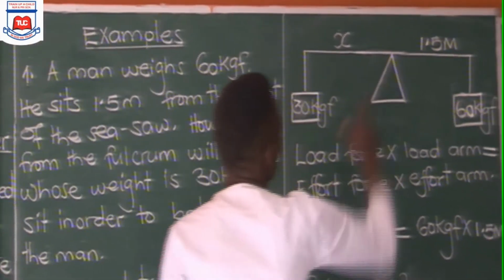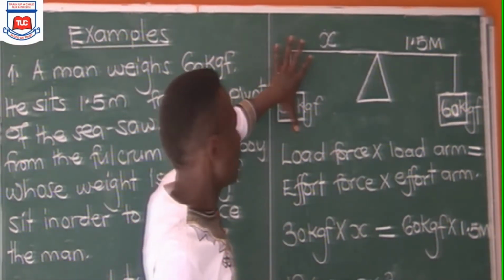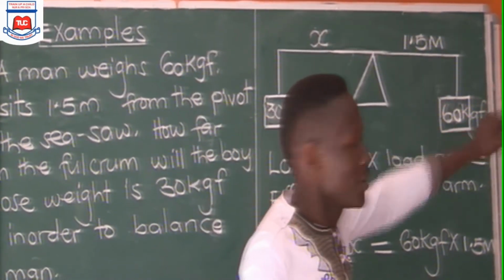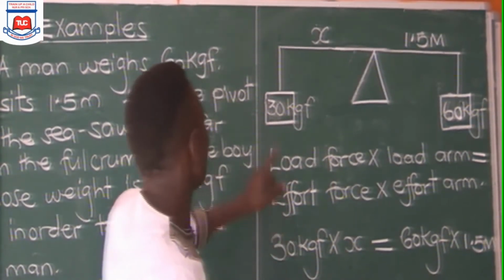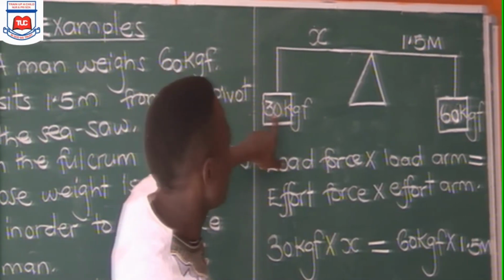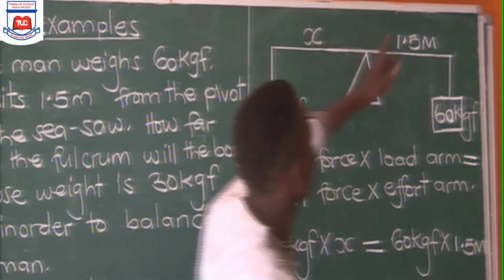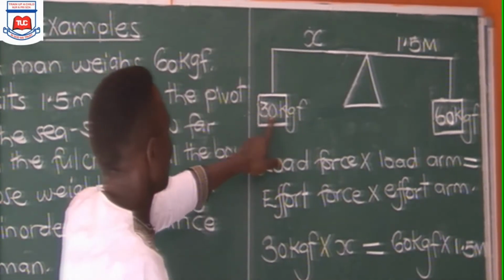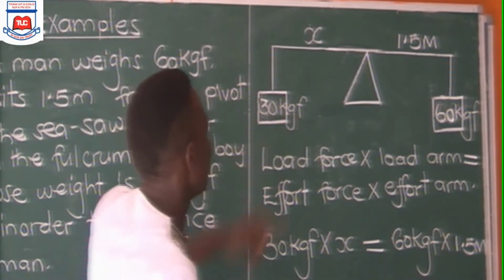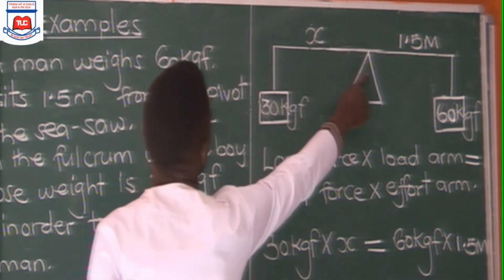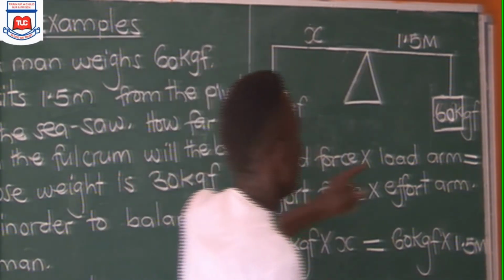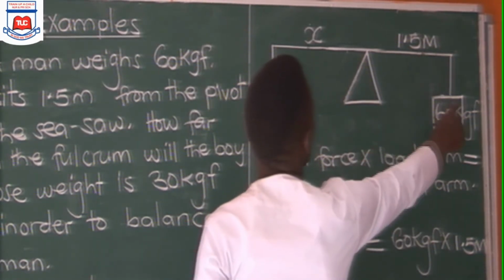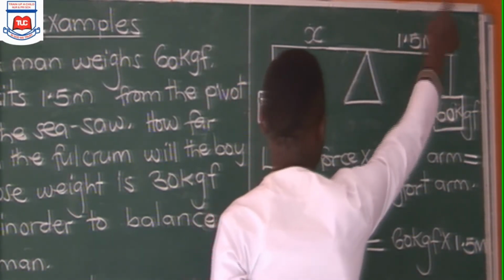This is a diagram of a seesaw. This side is for the load, and the other side is for the effort. So for us, we are going to have here the boy, and on this side the man. The boy weighs 30 kilogram force, and we do not know the meters from the fulcrum. The man weighs 60 kilogram force, and his distance from the fulcrum is 1.5 meters.